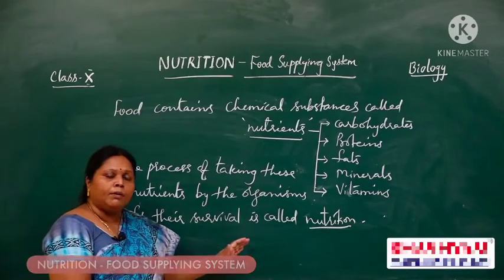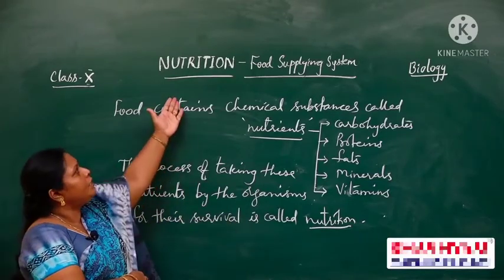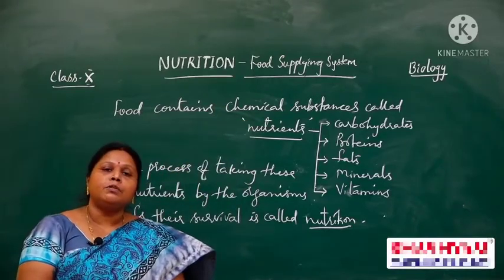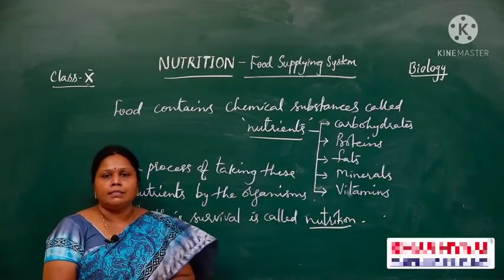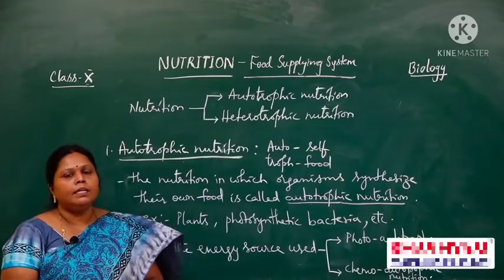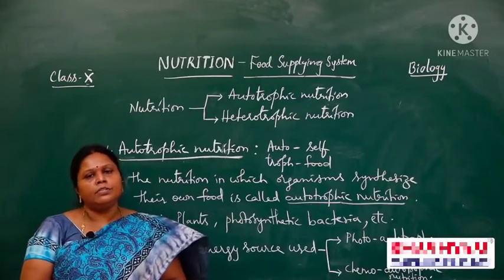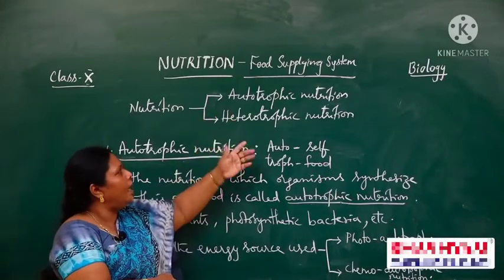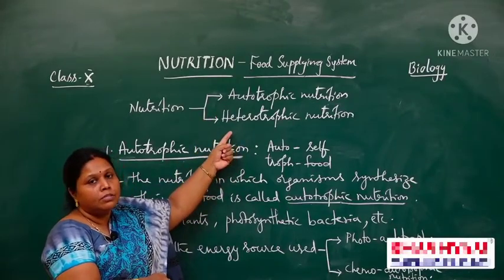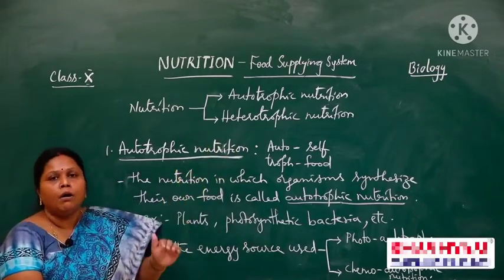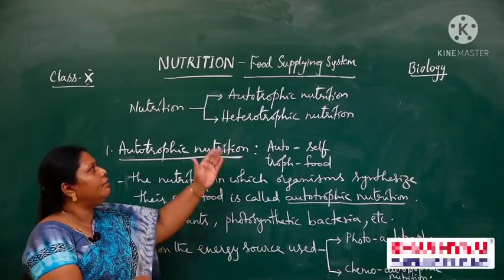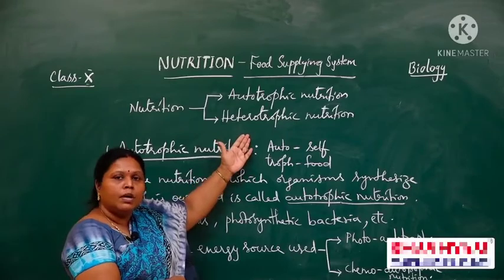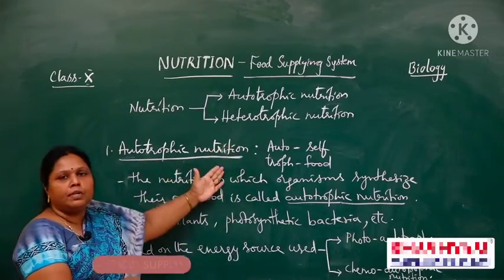So, the topic we are going to learn is nutrition, the food supplying system. Now, why we call nutrition the food supplying system, we will learn in this lesson. Based on how the organisms obtain their nutrition, the nutrition is divided into two types: autotrophic nutrition and heterotrophic nutrition. So, based on the way organisms obtain their nutrition, they are divided into two types: autotrophic nutrition, heterotrophic nutrition.